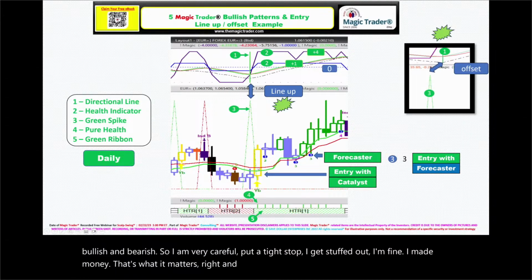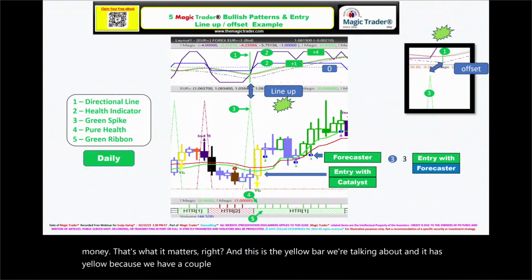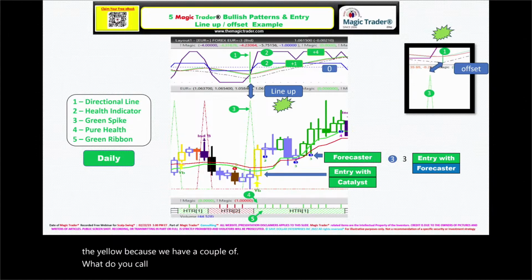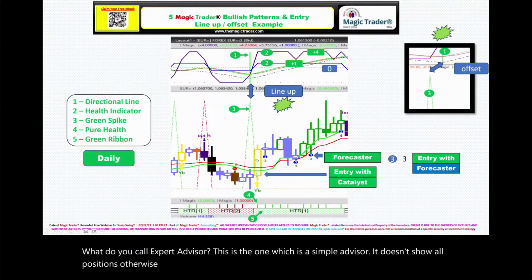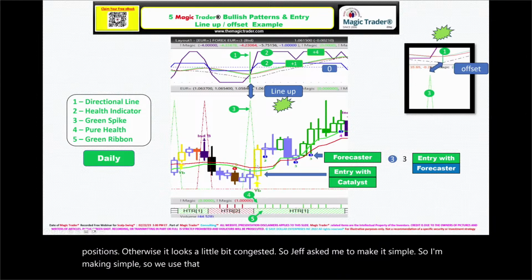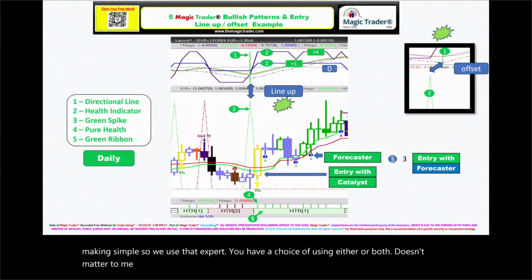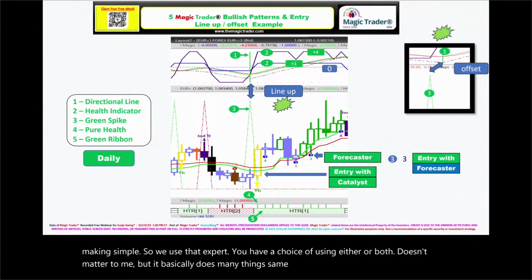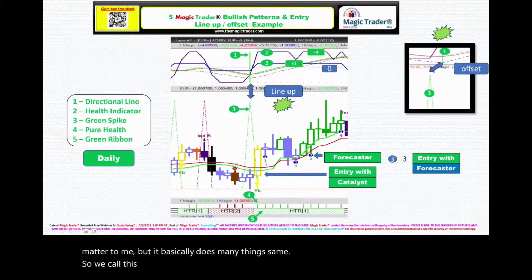And this is the yellow bar we're talking about. It has a yellow because we have a couple of, what do you call, expert advisors. This is the one which is a simple advisor. It doesn't show call positions. Otherwise, it looks a little bit congested. So Jeff asked me to make it simple, so I'm making it simple. We use that expert. You have a choice of using either or both. Doesn't matter to me, but it basically does many things the same. So we call this yellow bar a catalyst.